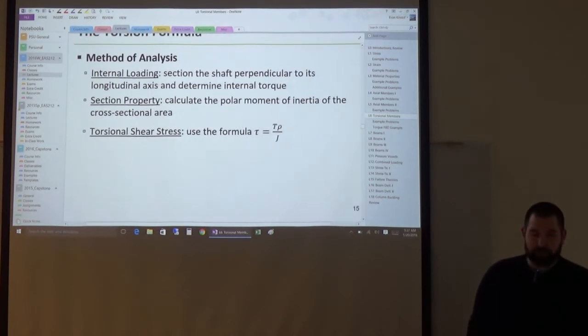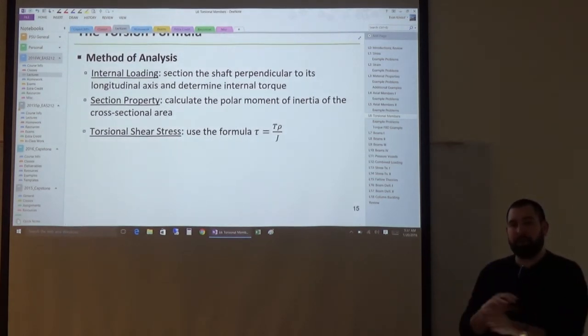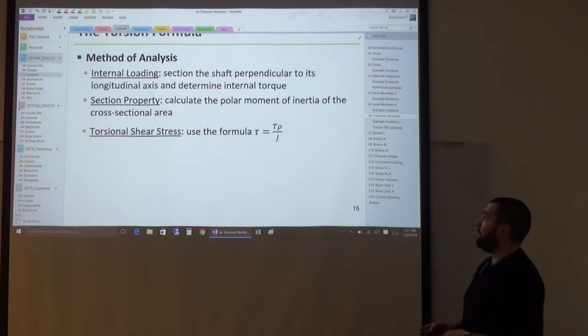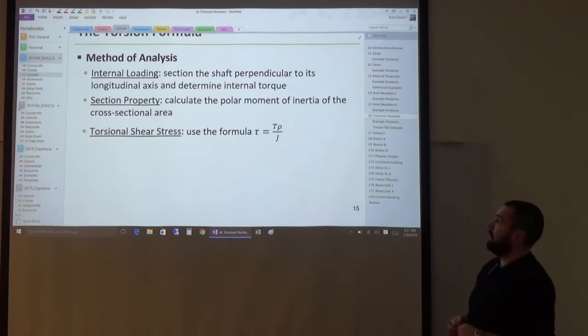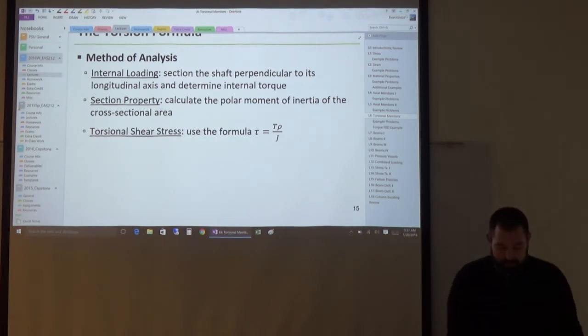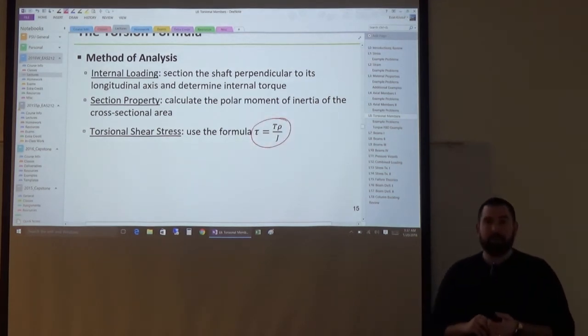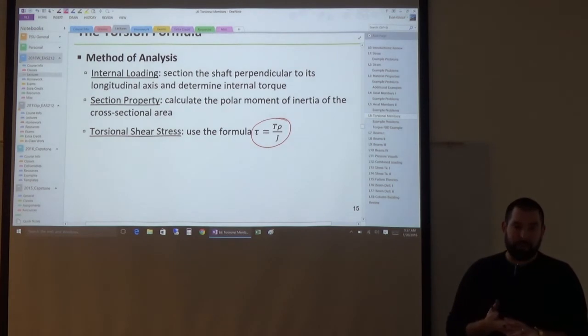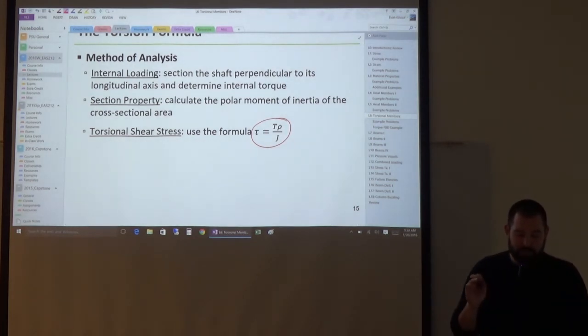Okay, so the way this works, if we're just trying to calculate the shear stress in a tube or a shaft, a circular tube or a circular shaft, we need to calculate it based off this formula, T rho over J. So we need T, we need rho, and we need J. Statics is what we need to do to calculate T. That's just the internal torque: section cuts, free body diagram, equilibrium equations to calculate T.